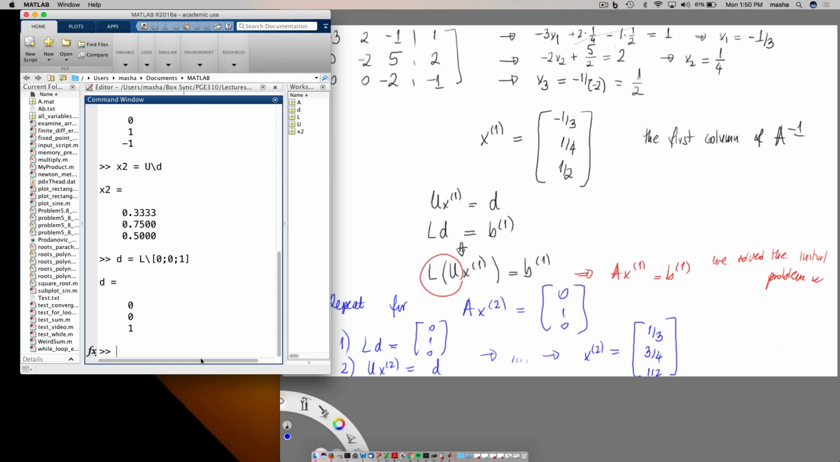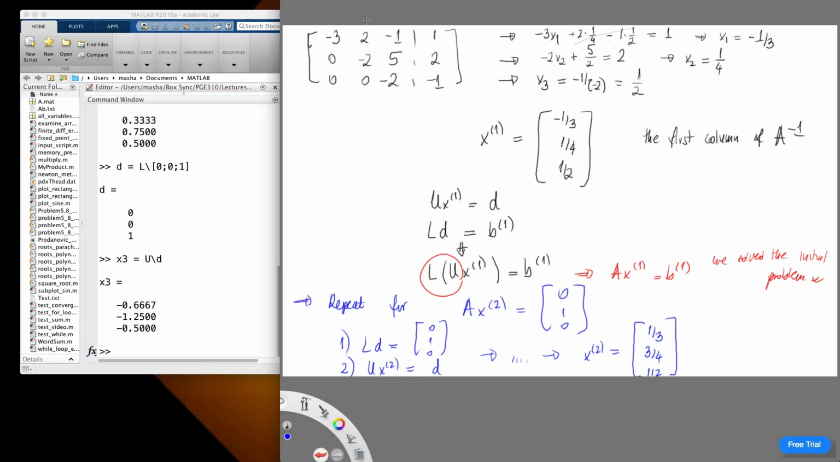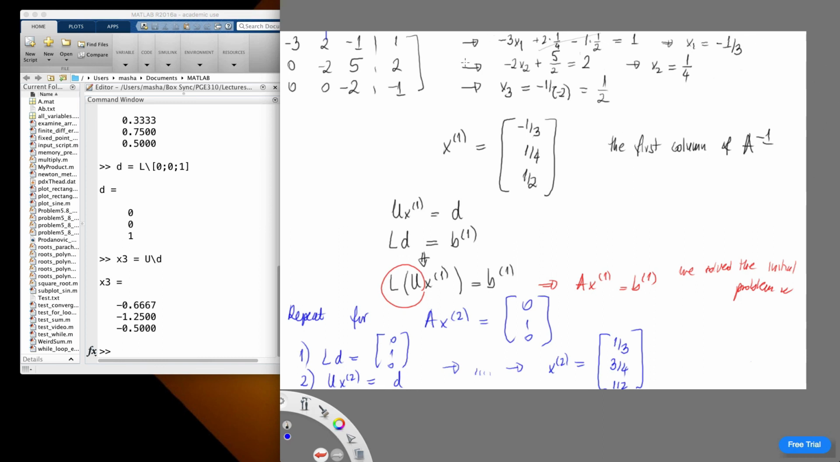And then my X3 is this. So what is this? Minus 2/3, minus 5/4, and minus 1/2. And similarly, also X3 is minus 2/3, minus 5/4, and minus 1/2.